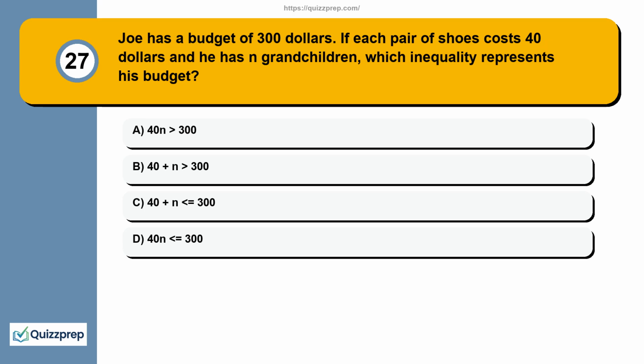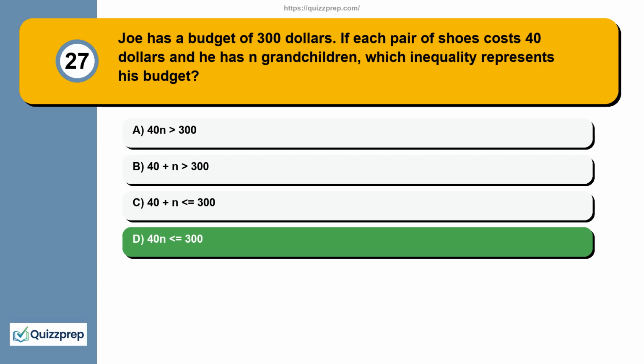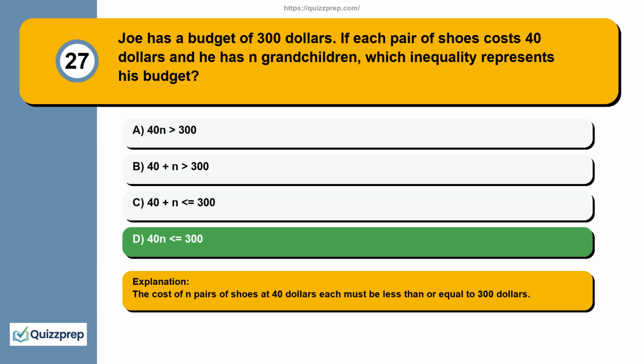Question 27. Joe has a budget of $300. If each pair of shoes costs $40 and he has n grandchildren, which inequality represents his budget? 40n greater than 300, 40 plus n greater than 300, 40 plus n equals 300, 40n equals 300. The cost of n pairs of shoes at $40 each must be less than or equal to $300.